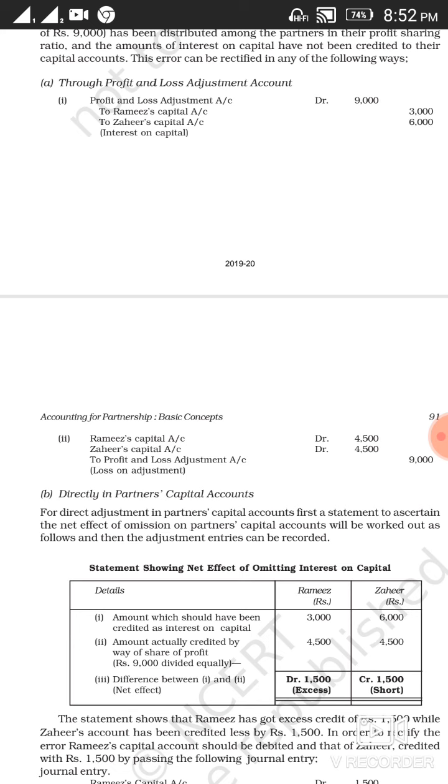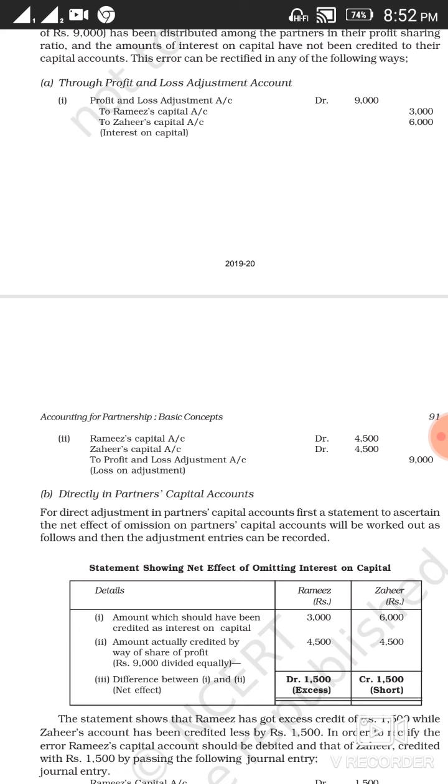So it has been credited to Ramesh as 4500 and to Jahir as 4500 as they are the equal partners. Now what you will do, you will compare these two figures: the amount that should have been credited and the amount actually credited, means what amount they have to be credited and what actually has been credited to them.